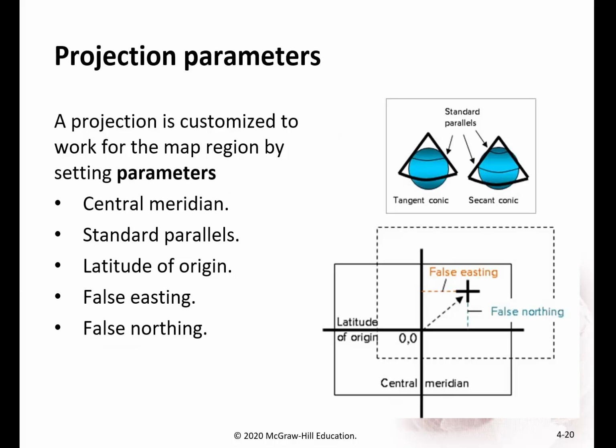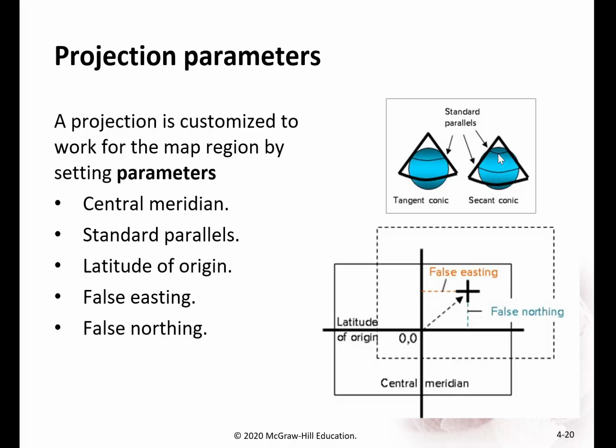And because every projection is customized to work for the map region by setting specific parameters, it's also important to note that while the majority of maps are going to have one line of tangency, you can have multiple lines of tangency. Again, we'll get into what a standard parallel is in a second, but this is a secant conic projection, while this is just a single tangent conic projection.